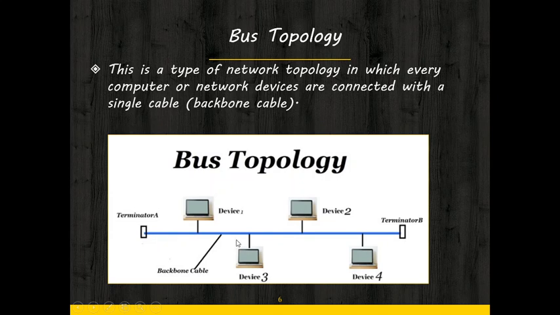Now you must be thinking, how do the devices know that they are not the intended recipient? Here, each device has a MAC address. These devices compare their MAC address with the destination MAC address that is sent by the sender along with the data. So the devices whose MAC address does not match simply reject this data.